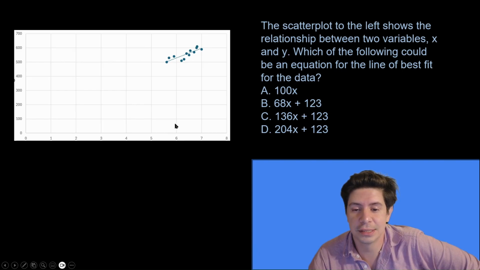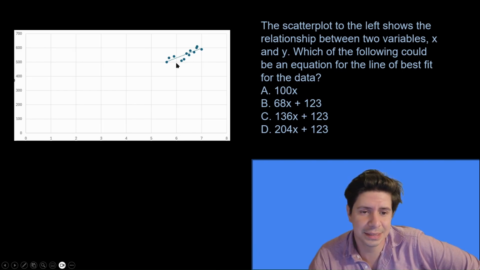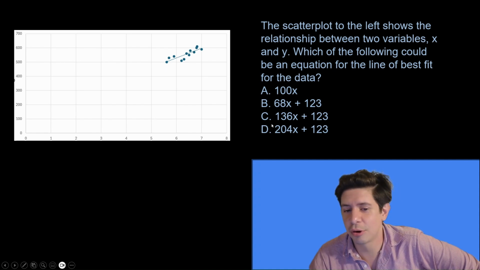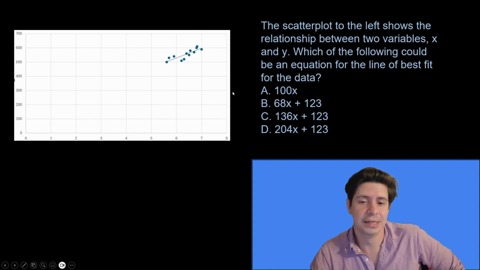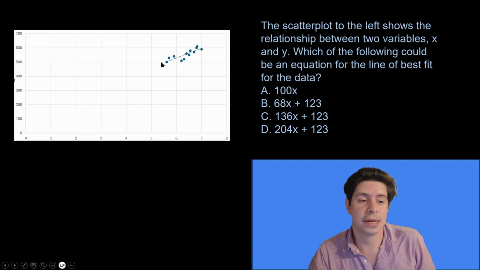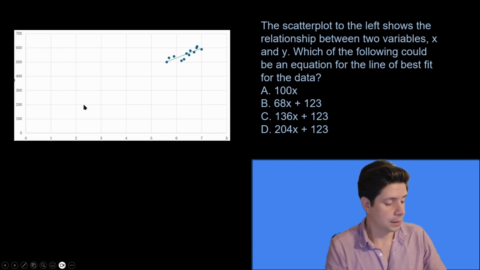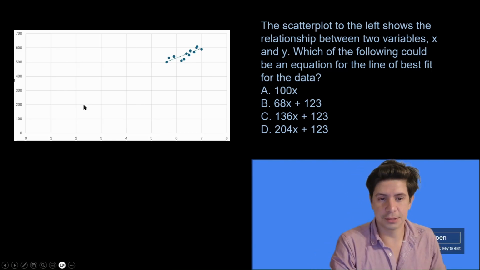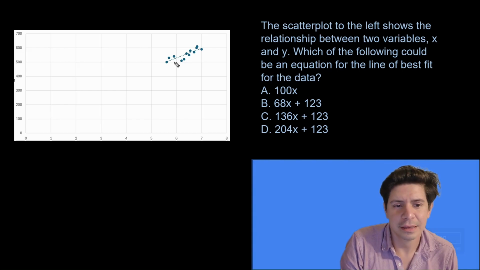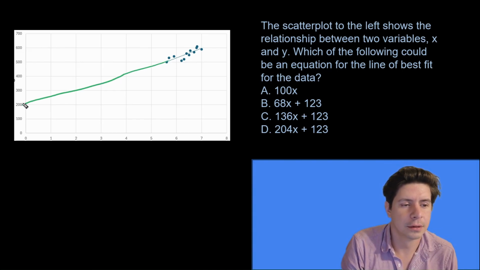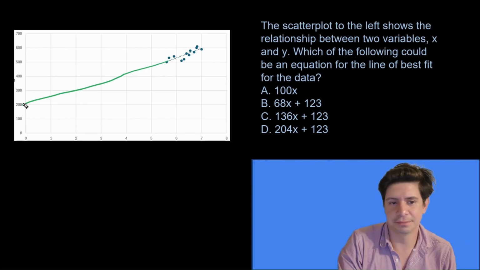So if you plugged in, let's say 6, here, it is not going to be A, because that should be 600. And it shouldn't be C or D. It should be B, because these two are all too big. So it'll be B, 68x plus 123. If you drew it out, right? If you drew out a beautiful line, you would see that it would hit somewhere like that.